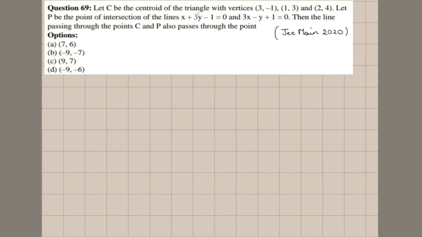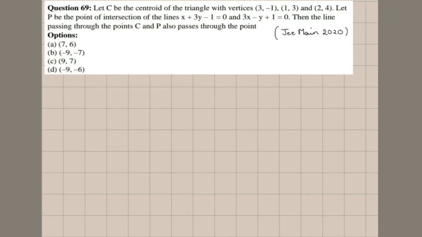Let C be the centroid of the triangle with vertices (3, -1), (1, 3), (2, 4). Let P be the point of intersection of x + 3y - 1 = 0 and 3x - y + 1 = 0. Then the line passing through the points C and P also passes through the point.